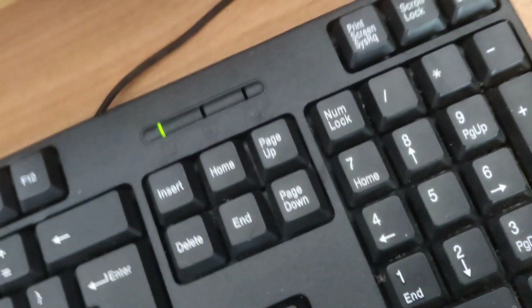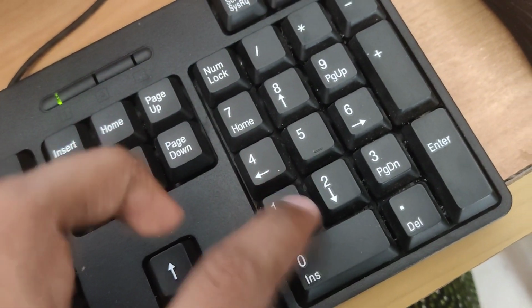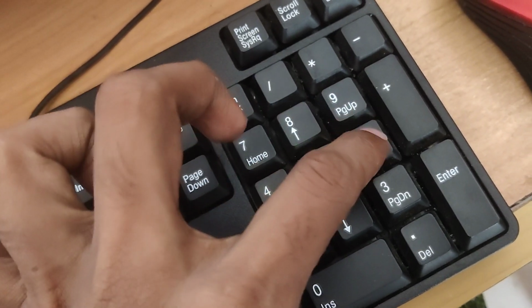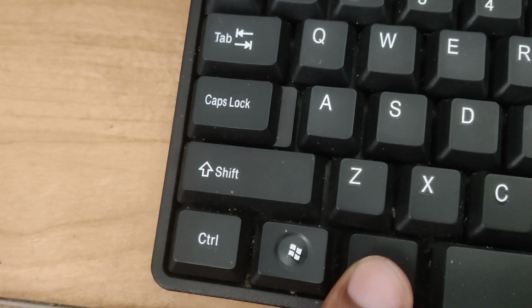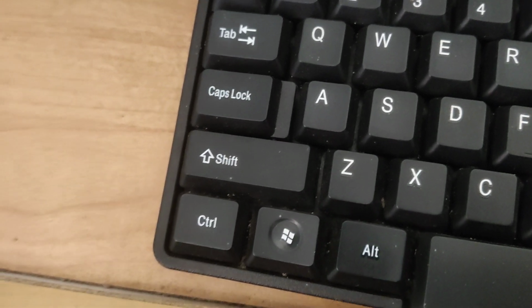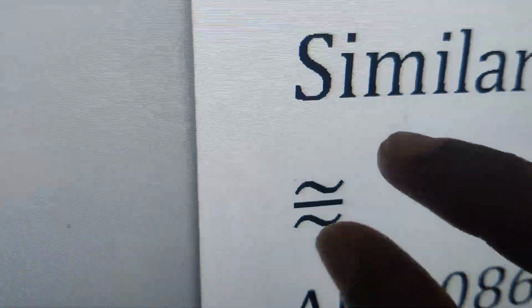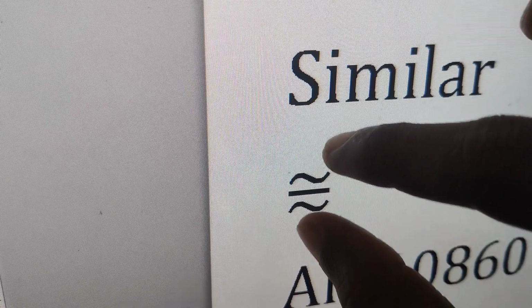At the same time you must type here 10860. After typing 10860, you can release your finger from this Alt key. If you do that, you can see that this symbol has been added. So we have created this symbol.